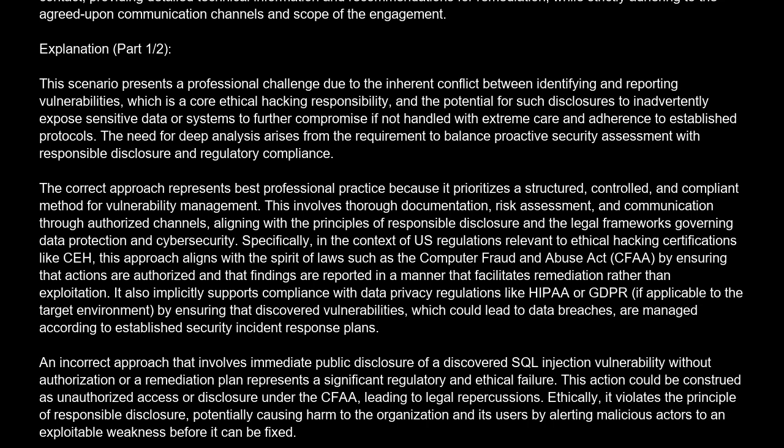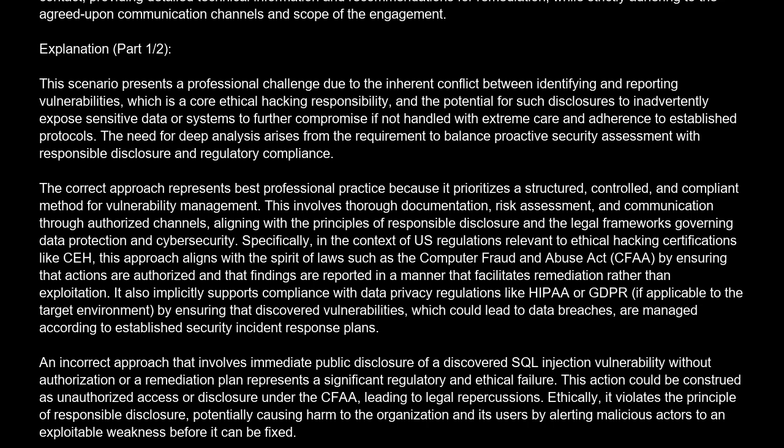Explanation. This scenario presents a professional challenge due to the inherent conflict between identifying and reporting vulnerabilities, which is a core ethical hacking responsibility, and the potential for such disclosures to inadvertently expose sensitive data or systems to further compromise if not handled with extreme care and adherence to established protocols. The need for deep analysis arises from the requirement to balance proactive security assessment with responsible disclosure and regulatory compliance.